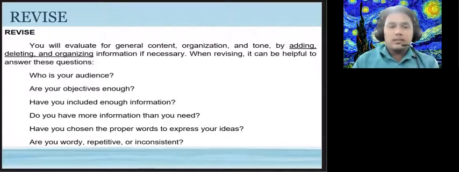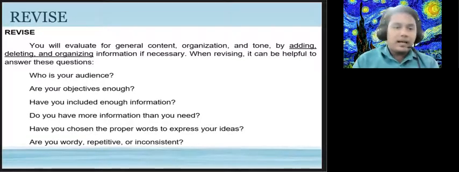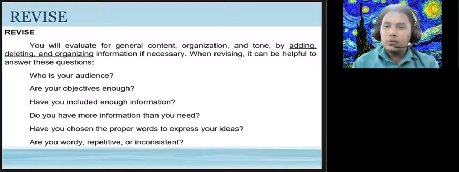Are your objectives enough? Have you included enough information? Do you have more information than you need? Have you chosen the proper words to express your ideas? Are you wordy? Are you repetitive? Are you inconsistent? Those are the questions that might be helpful in writing your survey questionnaire.